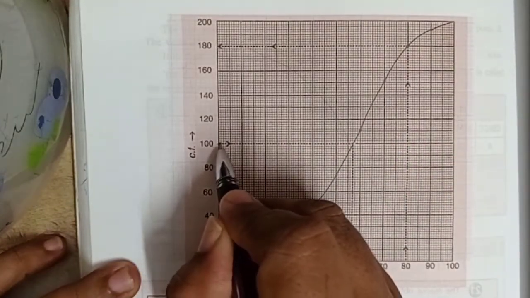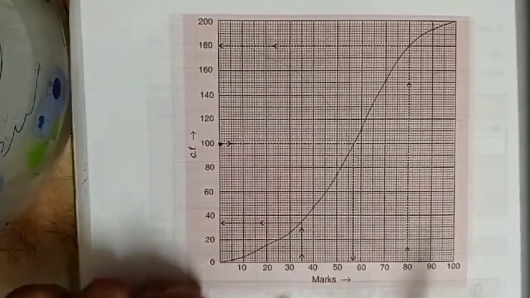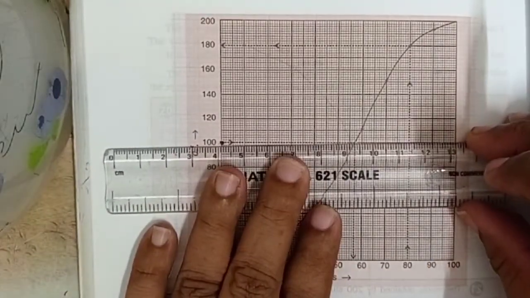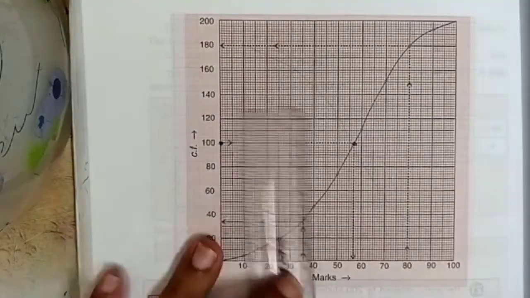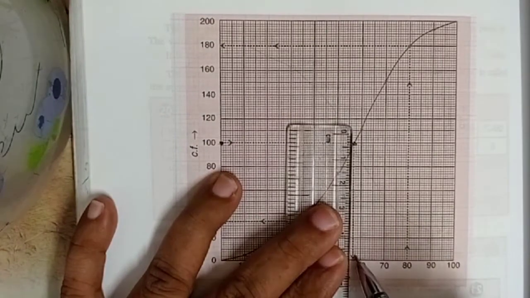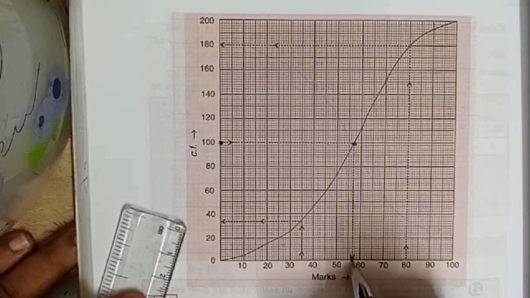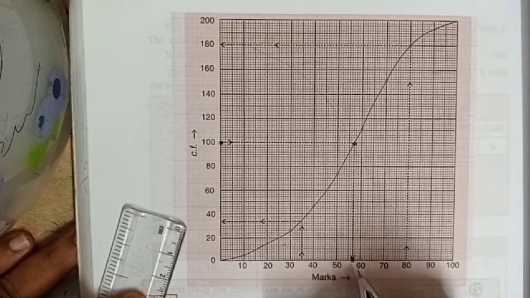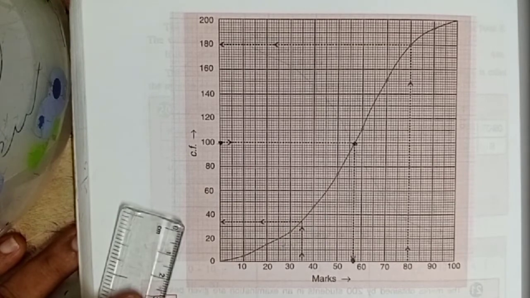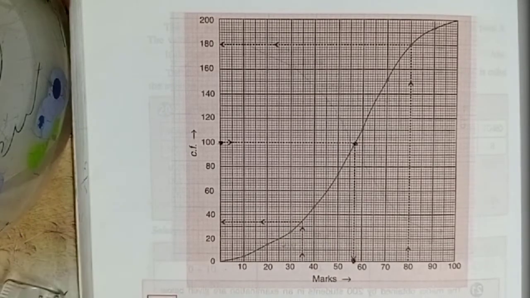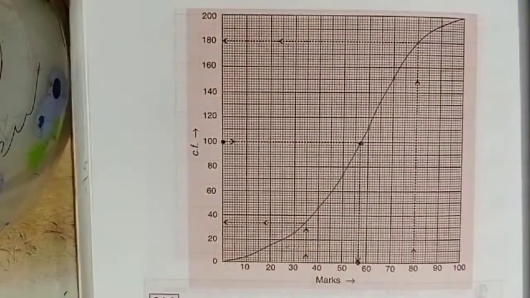What is the first step to find the median? Mark the point 100. From that 100, draw a horizontal line. That line will touch the ogive at a particular point. From that point, draw a vertical line that will touch the x-axis at a particular point. Count that point. Therefore, this is the median. Median is 57. I already explained that. Okay. Then what is the next part? Next part is the number of students who got more than 80%.